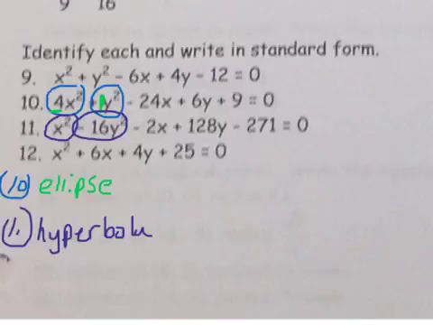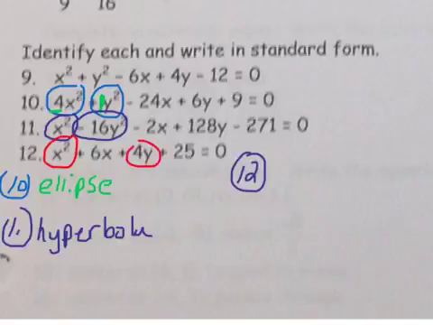And last but not least, number 12. What'd you say? Is this really all we're doing? Yes. So you got an x squared term. Do you have a y squared term? No. Do you have a y? It's not squared, is it? So what is this? Parabola. Oh my, we're done.